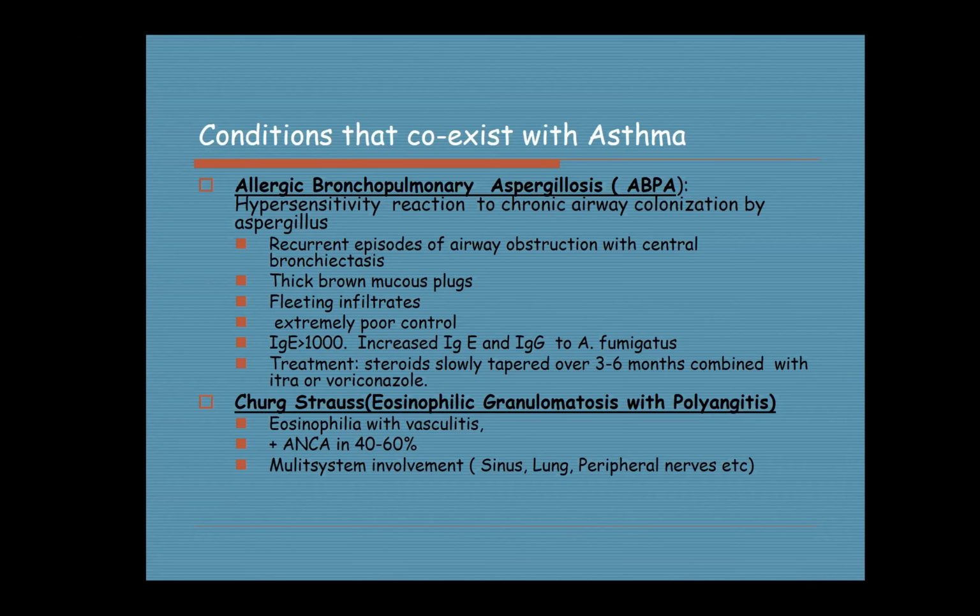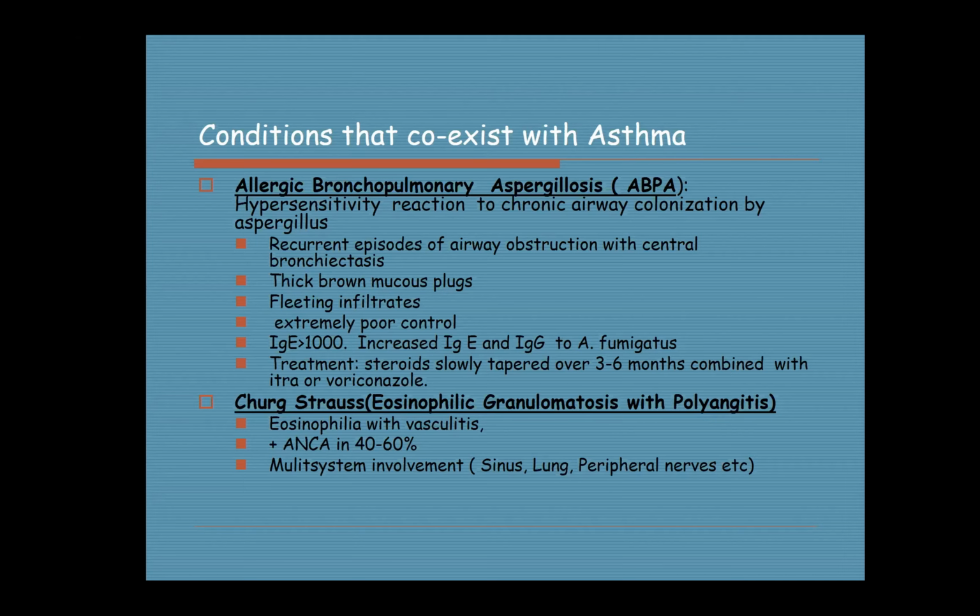I always ask what color the mucus is, because when I hear brown, bells go off, because so often the mucus of ABPA is thick brown plugs. They always used to tell us it was like a tree, but definitely the shape of a bronchus. Fleeting infiltrates, extremely poor control, IgE over 1,000. And so they are allergic to Aspergillus and have increased IgE. They may have the more systemic reaction to Aspergillus with an IgG as well.